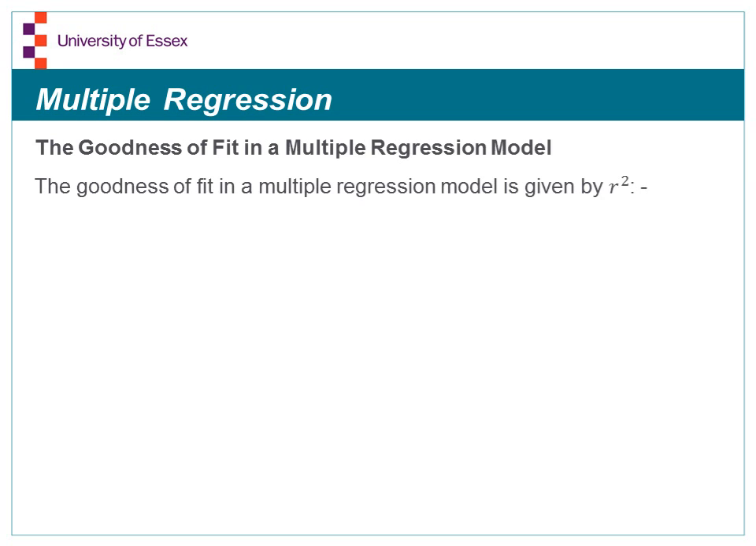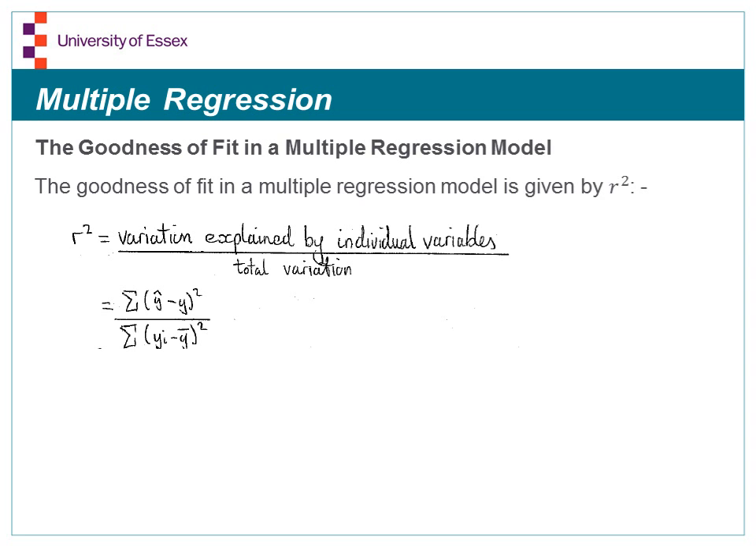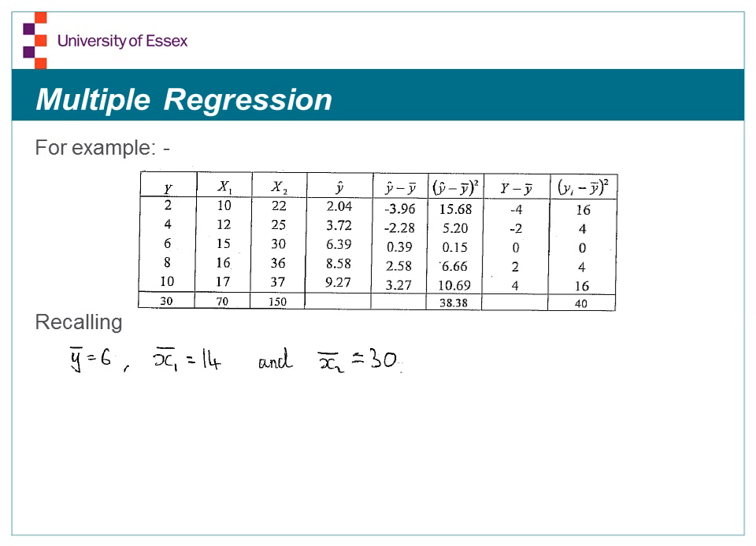So we can look for multiple regression goodness of fit as well, or goodness of fit in a multiple regression model, I should say. We still call it R squared, and its definition hasn't really changed. It's the variation explained by the individual variables this time, divided by the total variation, and we've got a formula that can quite happily do that calculation for us as well. So we can run through some calculations for the example that we've just looked at and compare the multiple regression R squared to the R squared for our original calculation.